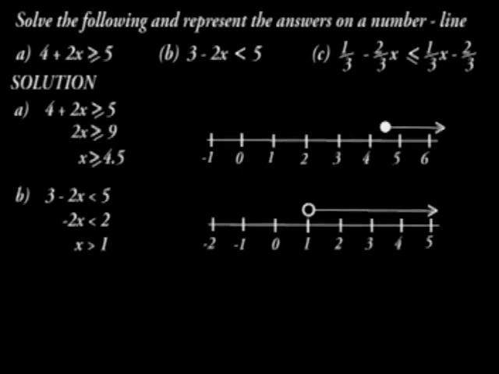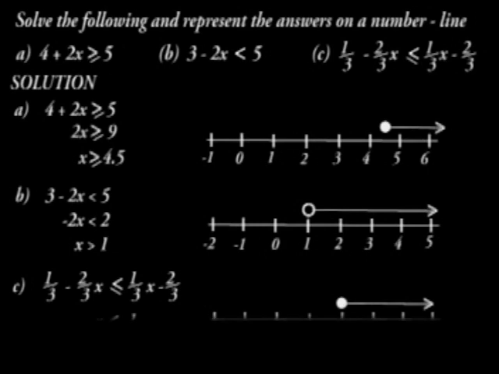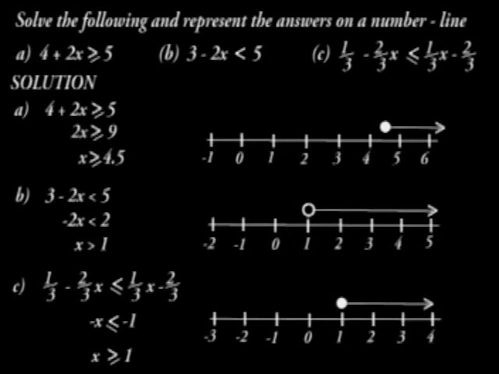C. 1 over 3 minus 2 over 3 x is less or equal to 1 over 3 x minus 2 over 3. If we rearrange, we have minus x is less or equal to minus 1, and x is greater or equal to 1, and is represented as shown with the original point shaded, meaning it is part of the solution.